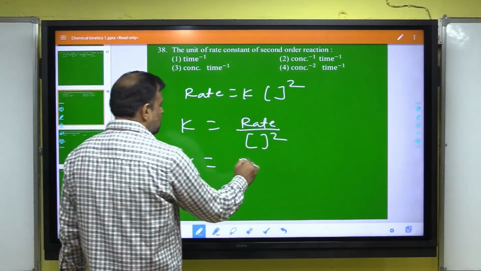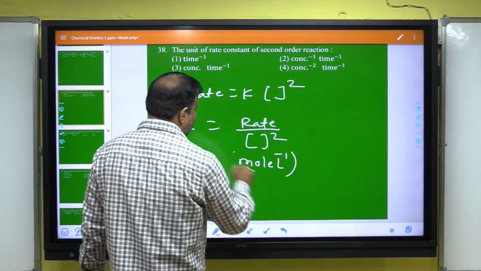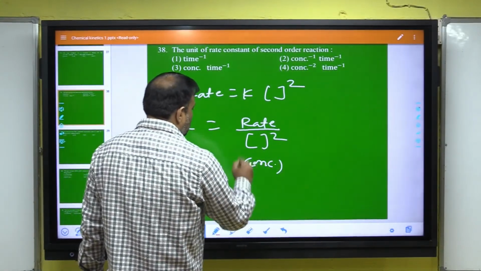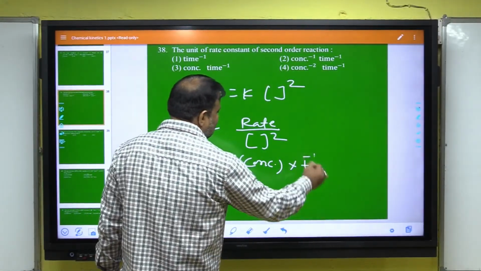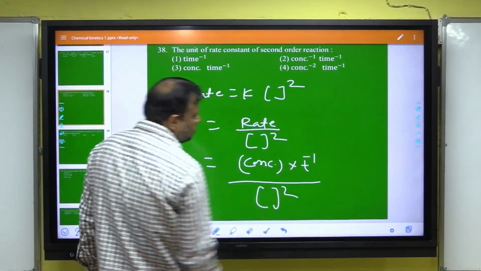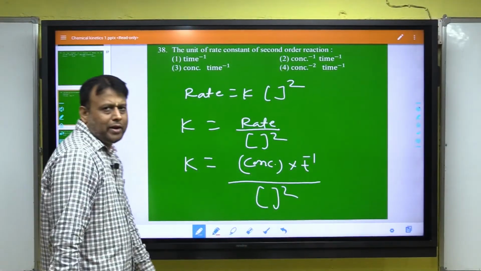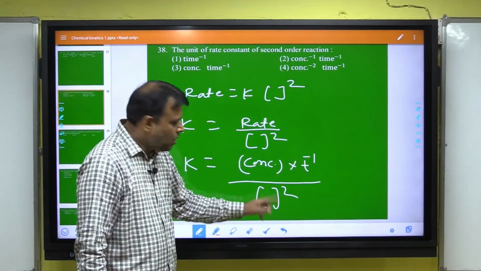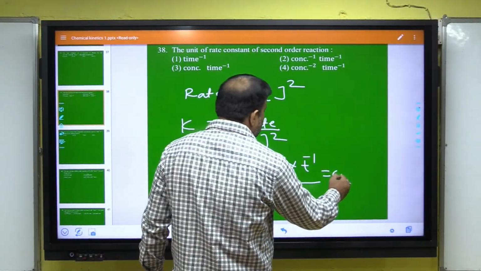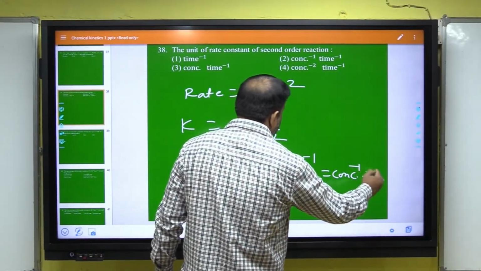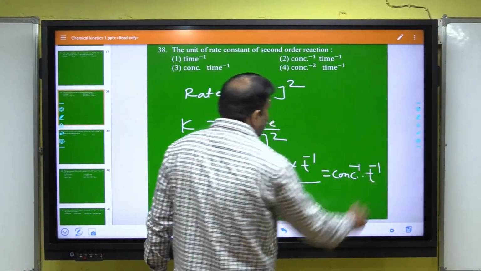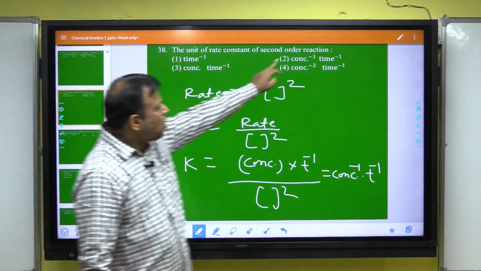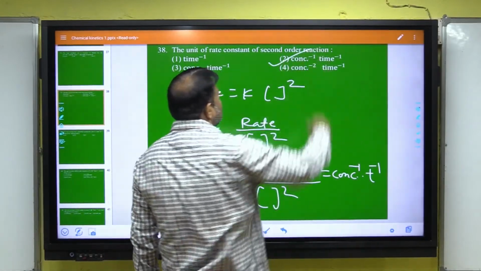K is equal to mole per liter, that means conc to the power 1 into time inverse, and dividing by conc to the power 2. Conc and conc square: one conc cancels, and in the bottom side one conc remains, which is called conc inverse into time inverse. For second order, molarity inverse and time inverse.